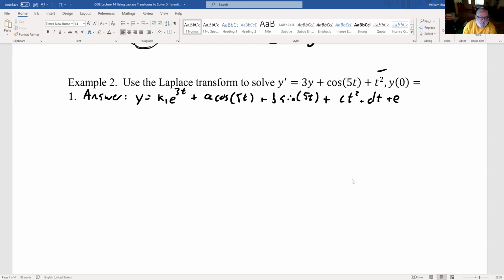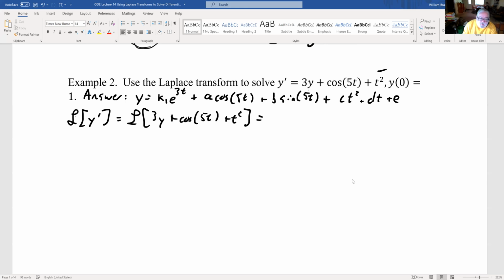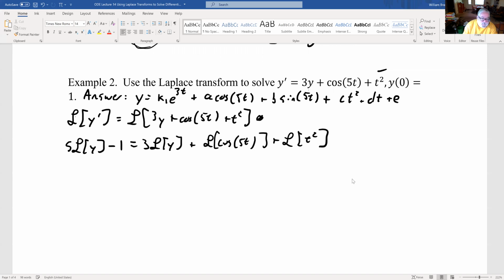And again, does the Laplace transform give us that? Well, we take the Laplace transform of both sides. The Laplace transform of y prime equals the Laplace transform of 3y plus cosine 5t plus t squared. And using linearity, that gives us, well, the Laplace transform of a derivative is s L of y minus y0, which in this case is 1, equals 3 times the Laplace transform of y plus the Laplace transform of cosine 5t plus the Laplace transform of t squared. Okay, so that's our linearity.